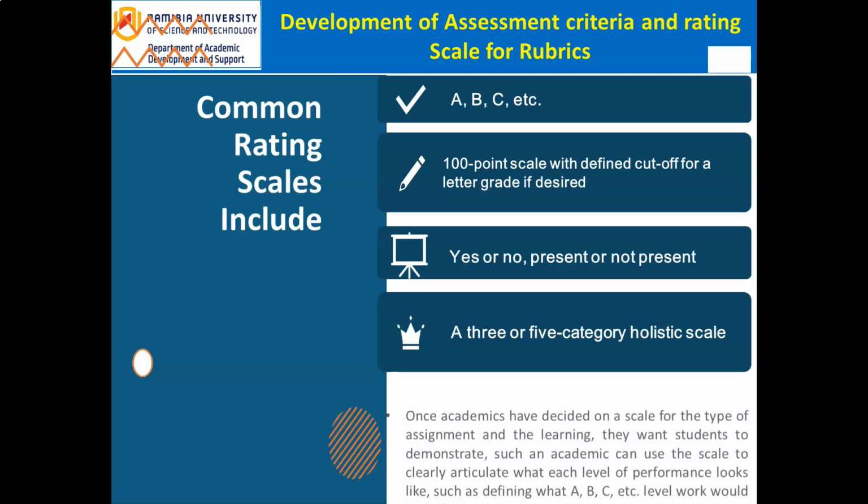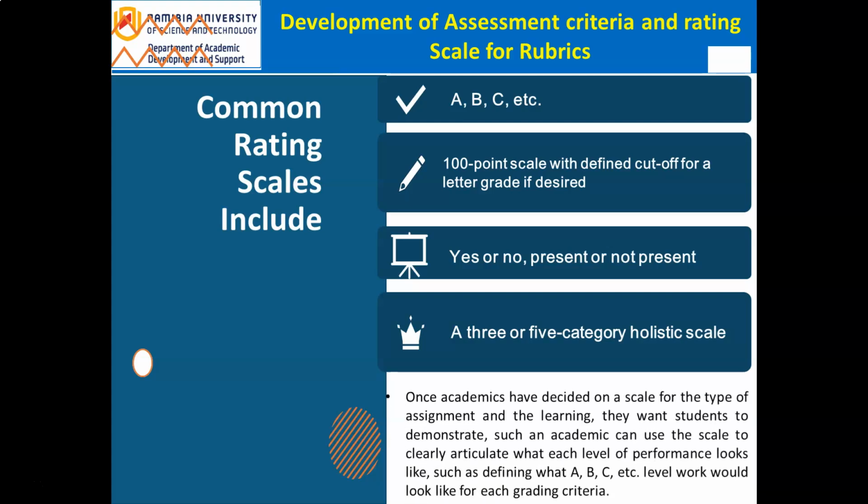Once the academic has decided on a scale for the type of assignment and the learning he wants students to demonstrate, such an academic can use the scale to clearly articulate what each level of performance looks like, such as defining what A, B, C, etc. level work would look like for each grading criteria.